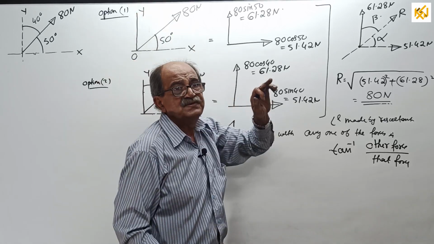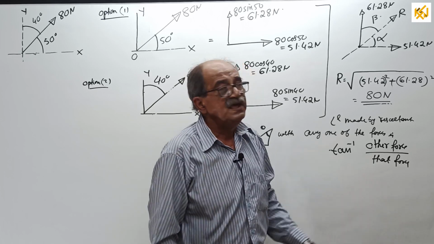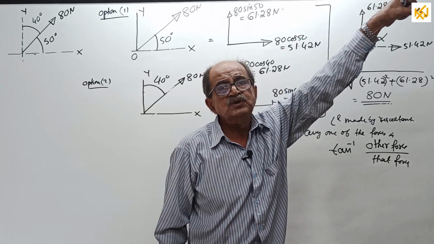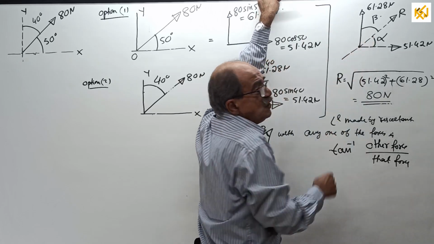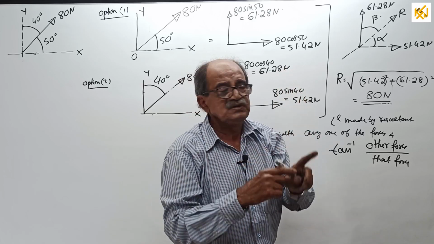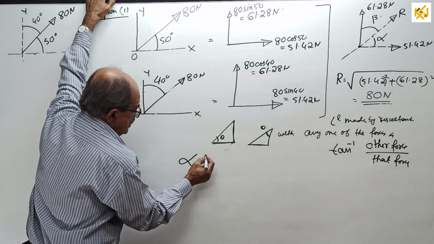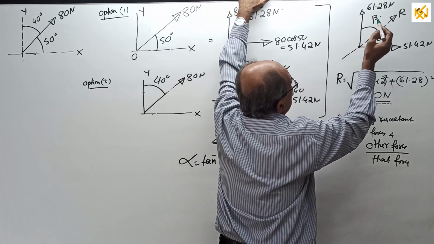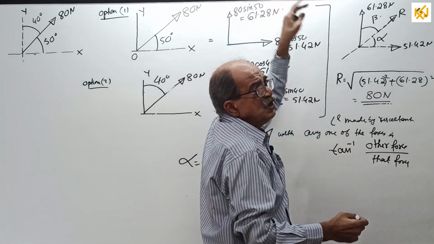So it is always the other force. If you want the angle made by the resultant with the x direction, tan of the angle equals y force by x force. Same way, if you want the angle made by the resultant with the y direction, the angle is x force by y force. Or I will tell here now, alpha equals tan inverse of, see, our alpha is the angle we considered made by the resultant with the x direction.